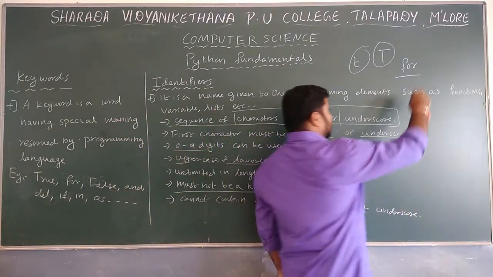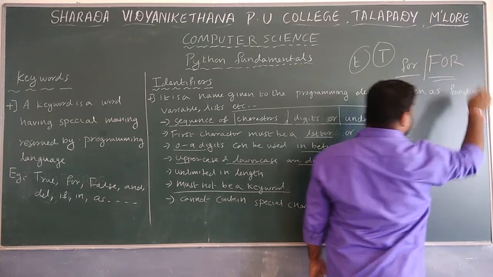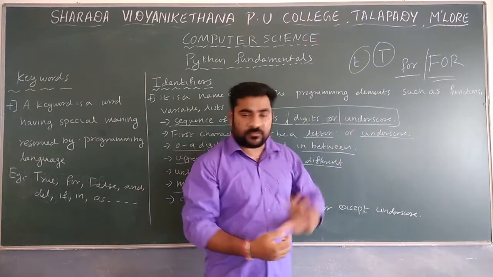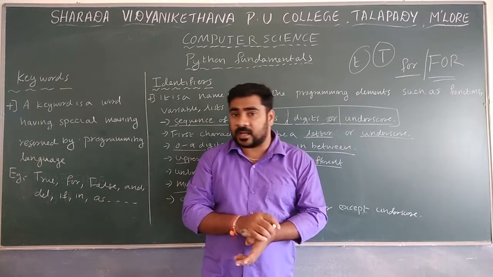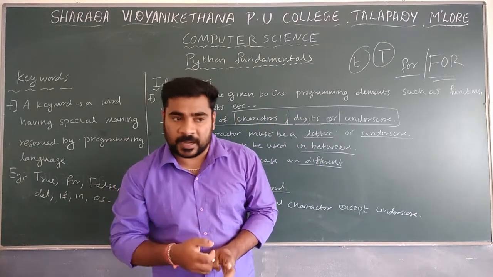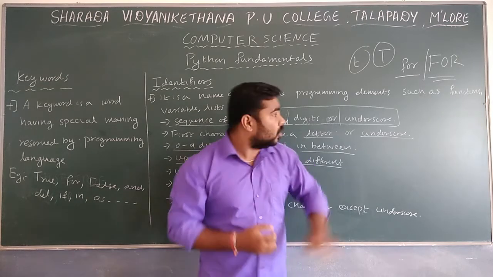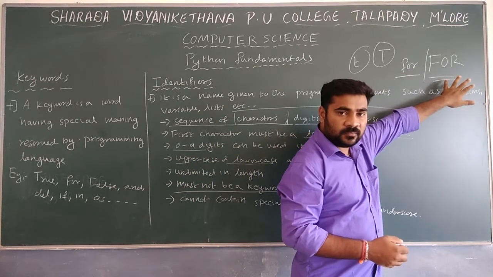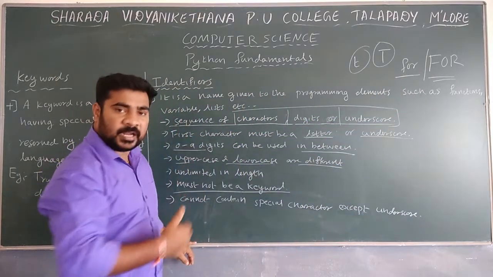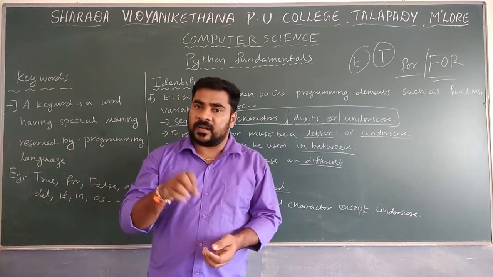But it can be used like this, capital For. This is not a keyword. Small letter for is a keyword, but capital letter For is not, because Python is a case sensitive programming language. So this one is different, that one is different. Uppercase letter and lowercase letter are different, so we can use the capital letter. That is not a keyword. Whenever keywords are there, they will be displayed in white color.